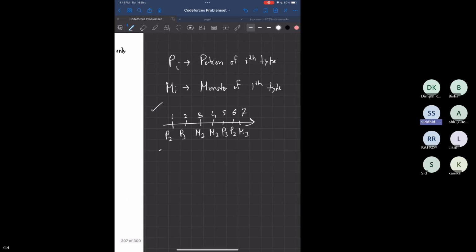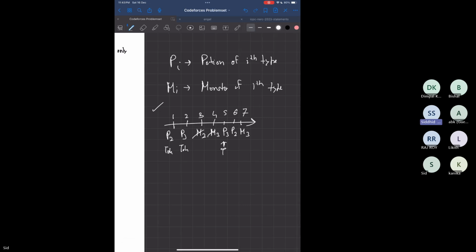So at first we get a potion of type 2. Okay, I'll take it. A potion of type 3, I'll take it. And there is a monster. I have a type 2 potion, so I can kill it. Then monster of type 3, I have a potion of type 3, so I can kill it. So here I get another potion of type 3. Let's not wonder about the minimum part now. I'll take it. And then potion of type 2, yeah, I'll take it. Why not? And then monster 3. Do I have a potion of type 3? Yeah, I do. So I can kill it off.